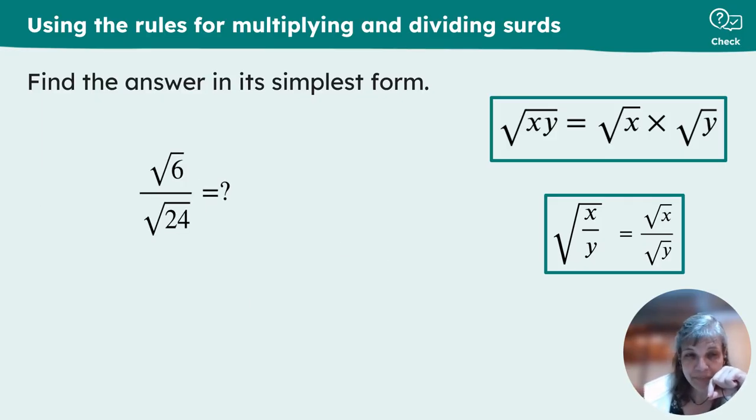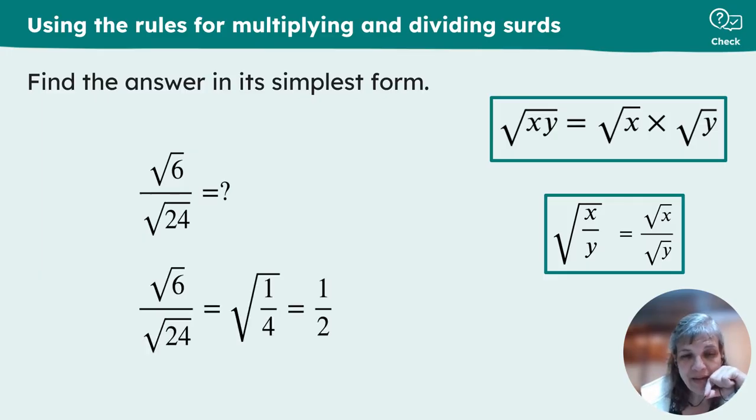Try this one. Okay, come back. If I have root 6 over root 24, both are roots, I can write them under one root, so then I can just reduce to lowest form. And the square root of 1/4 is actually 1/2.